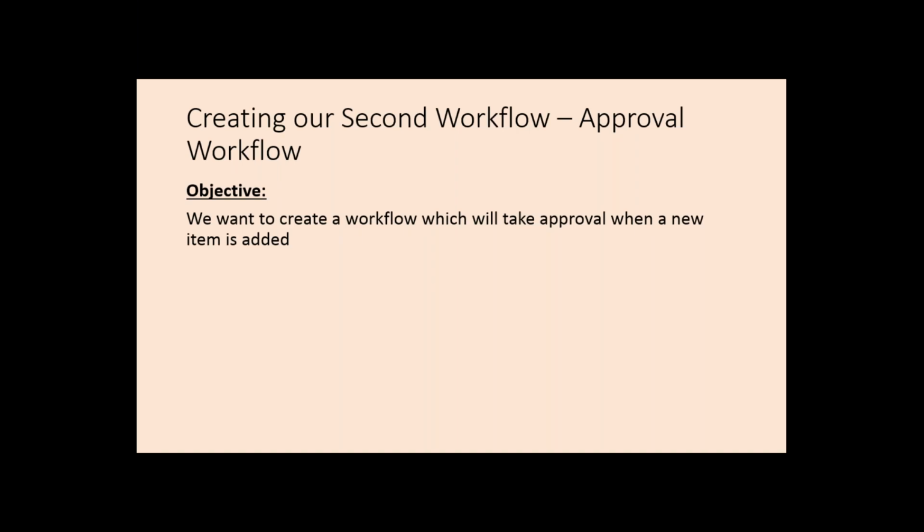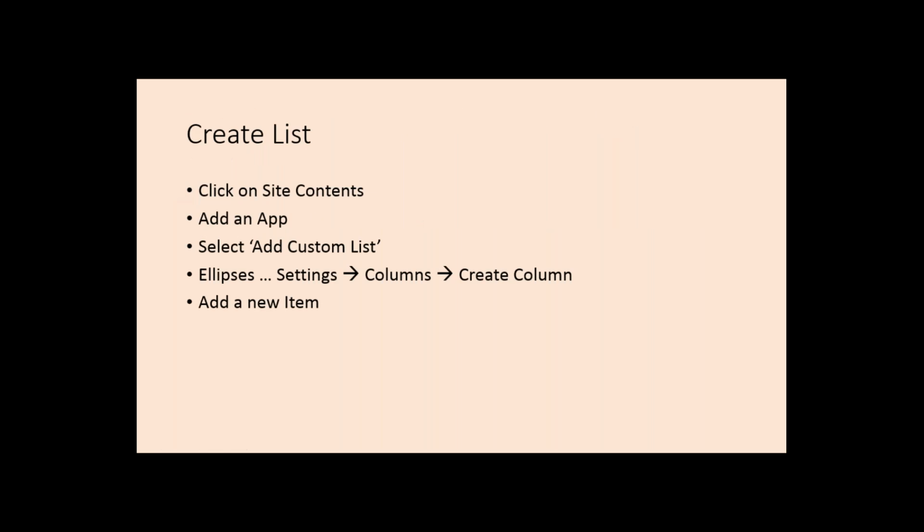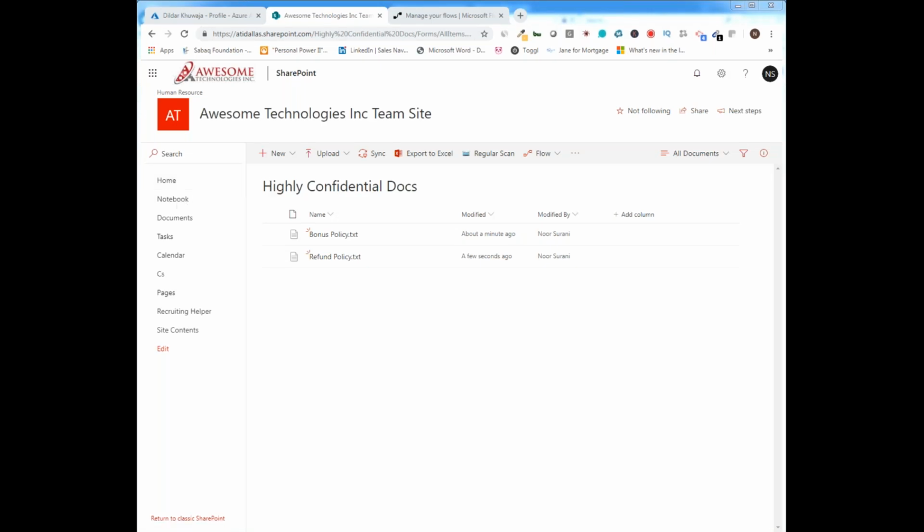Creating an approval workflow is also an easy task. We can also use flow templates for creating that. So our objective is to create a workflow. Whenever we add a new item into a list, it should send us an email for approval whether we are going to approve that specific item or not. If we approve, it will go to the approved list. If we reject, it will go to the rejection list. So we are going to create that thing again.